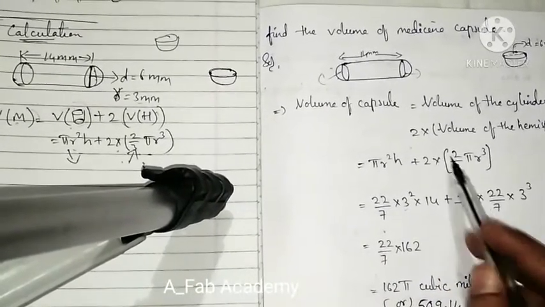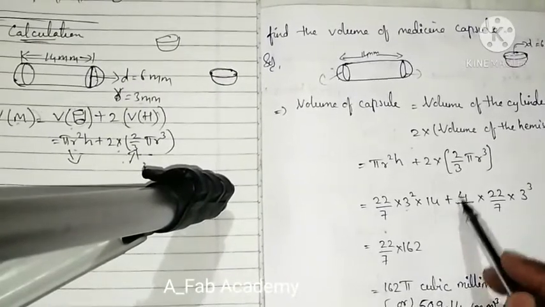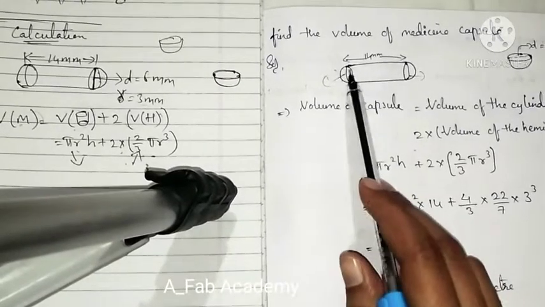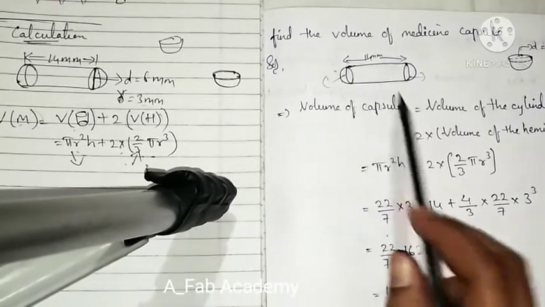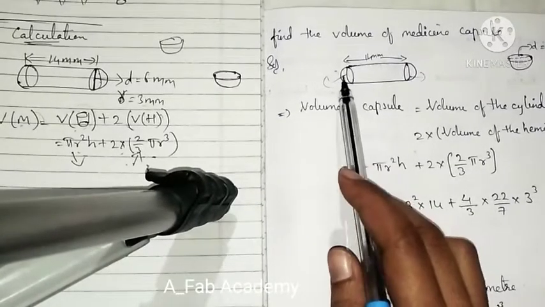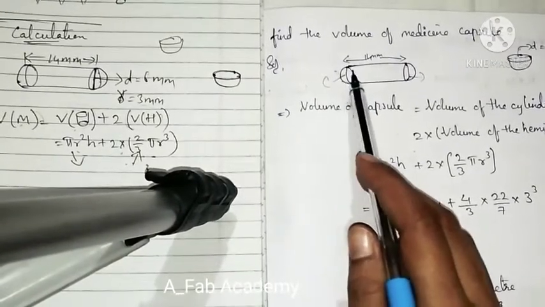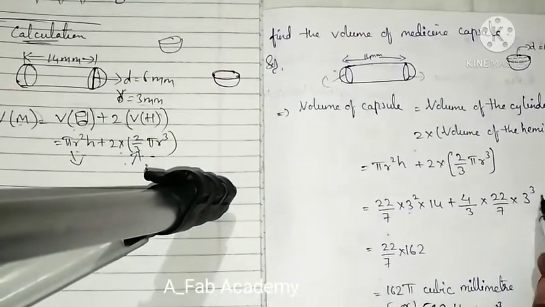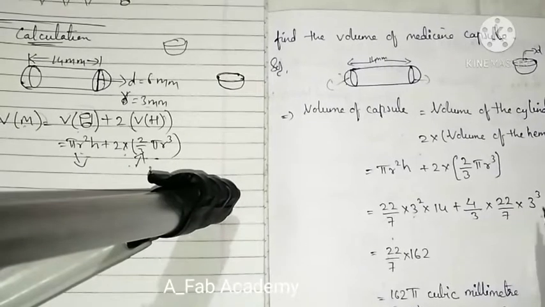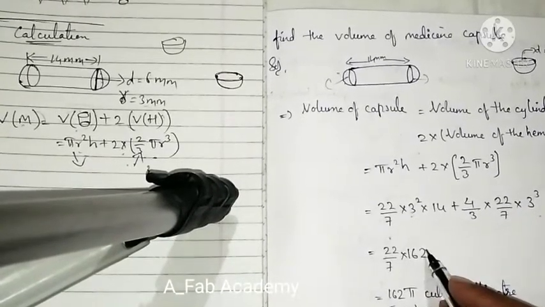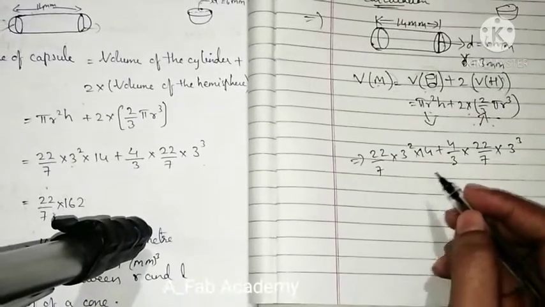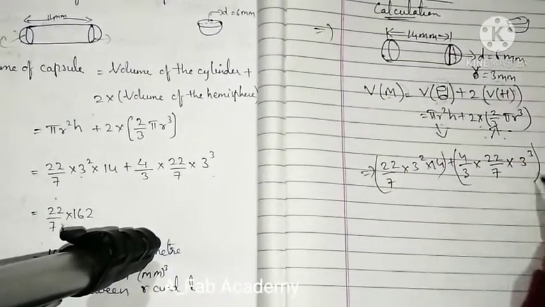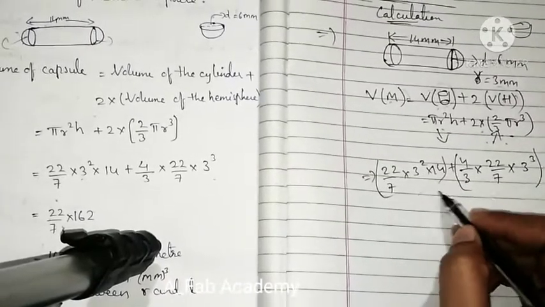Now 4/3. How did I get 4/3? 2 into 2/3 gives 4/3, then 22/7. R cube is nothing but the same radius, because the cylinder and hemisphere have the same radius, since these two are joined together and share the same base. So the radius will be 3 cube. Now I'll do the calculation.